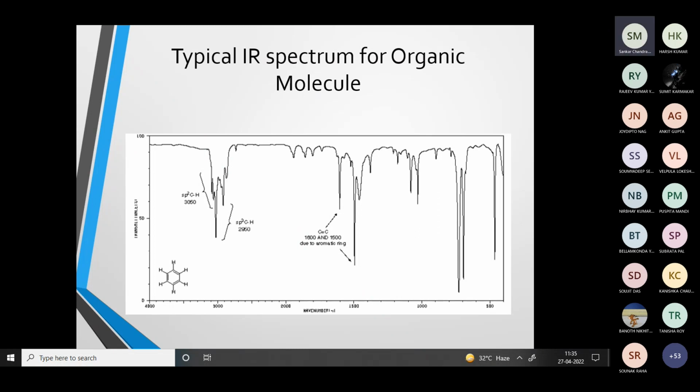What will be the observed value? Anyone? You have done so many multiple choice questions for JEE Main and Advanced. Hello. 1.39 angstrom. Always remember 1.39. It is in between: it is more than the double bond and less than the single bond. Okay, so due to resonance.